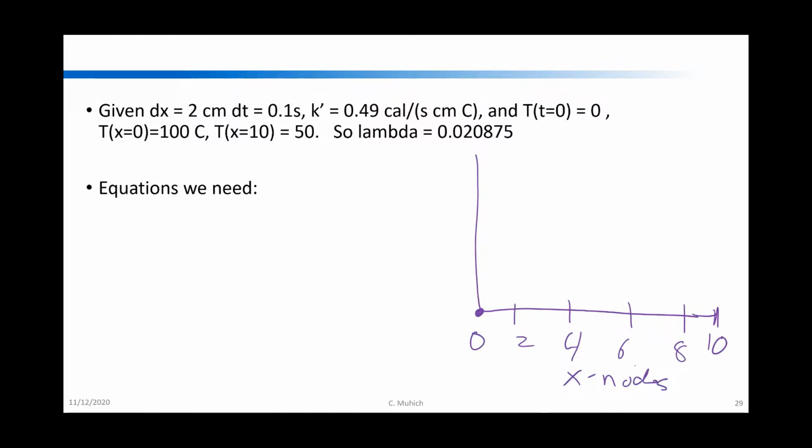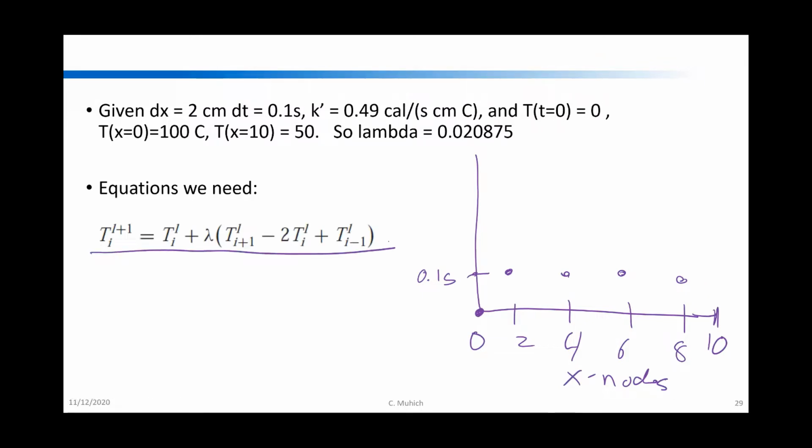Then we're going to go forward in time in increments of, say, 0.1 seconds. So we're going to go forward. We're going to look at each of these pieces, and we can then go forward in time. Okay, so now we need a set of equations.